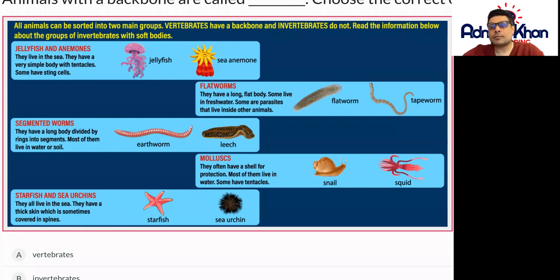Flatworms and tapeworms, they have a long, flat body. Some live in fresh water. Some are parasites that live inside other animals, again, without backbones.